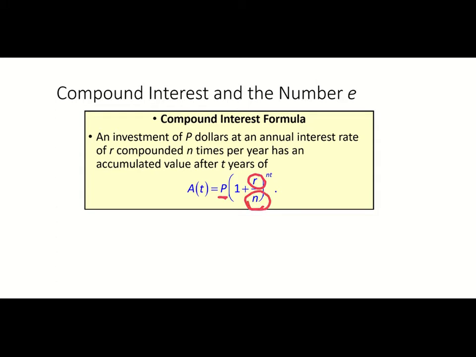And then T is the number of years, and they always count it in years. So if you get something where they give it to you in months, you want to convert those months into years. So T is your time in years, and that's how we would do our compound interest formula. And we're going to take a look at an example in the next.